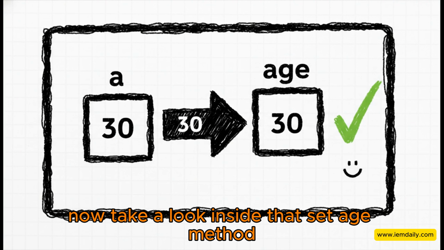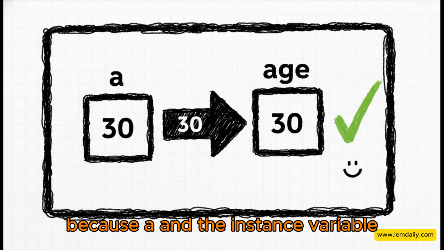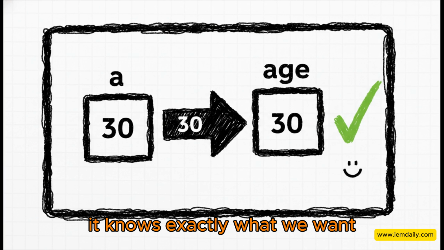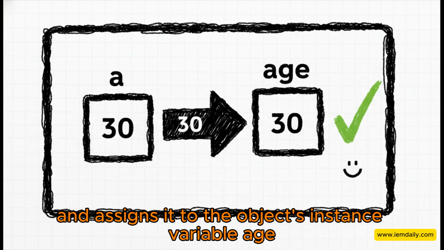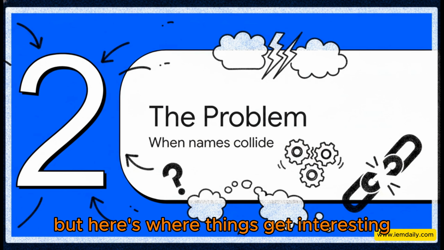Now take a look inside that setAge method. You see how the parameter is named a? Because a and the instance variable age have different names, Java isn't confused at all. It knows exactly what we want. It takes the value from the local variable a and assigns it to the object's instance variable age. Easy, right? But here's where things get interesting.